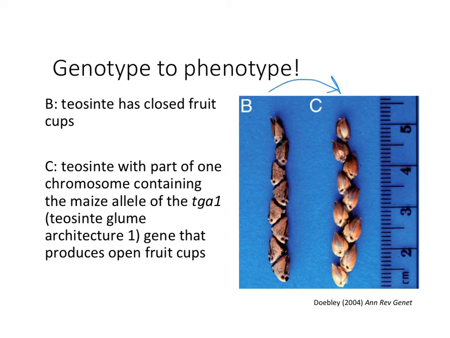changes teosinte, which has its fruits totally enclosed by this really hard, I don't know what it is. I'm not a plant anatomist. Maybe somebody here can tell me. It's a glume, but it's a really hard covering around the fruit. It makes it really hard for humans to get in and extract the fruit and use it for food. But there was a single mutation that opened up those glumes, the fruit cups, so you can maybe see it better on the right here in panel C, or you can start to see those fruits are a little bit exposed. They're not completely covered by the glume.